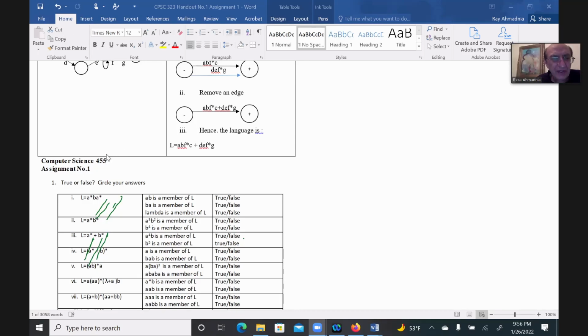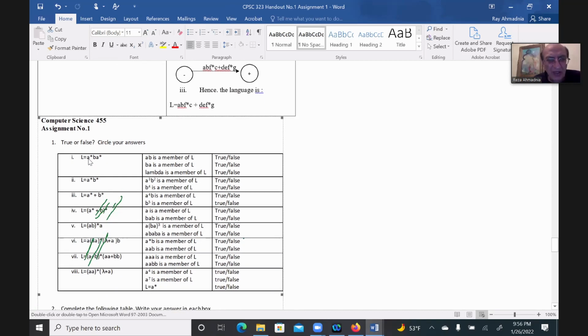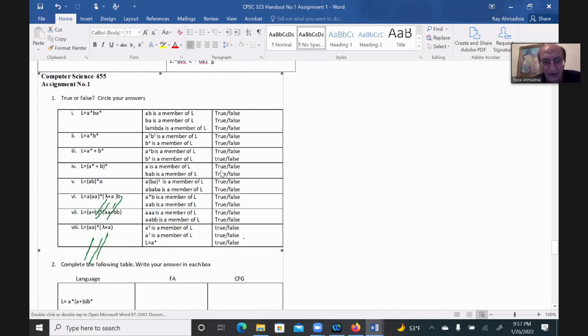Sorry, this one here is computer science 323. Maybe that's why I was not able to change it here. 323, assignment number 1. Okay, these are the questions. These are the languages. Mark or circle your answer, true or false.